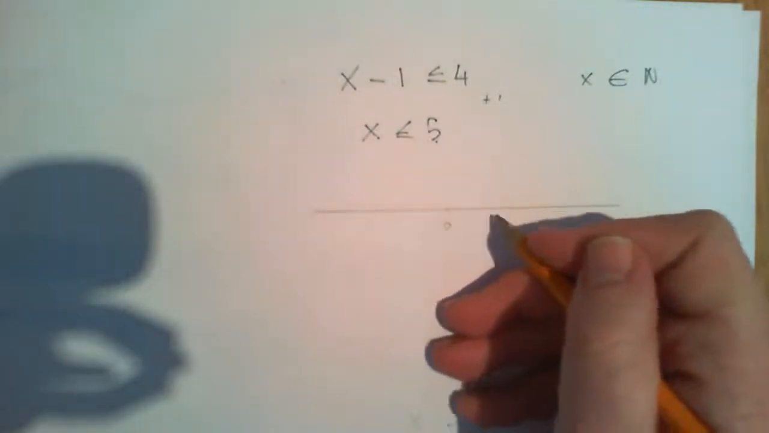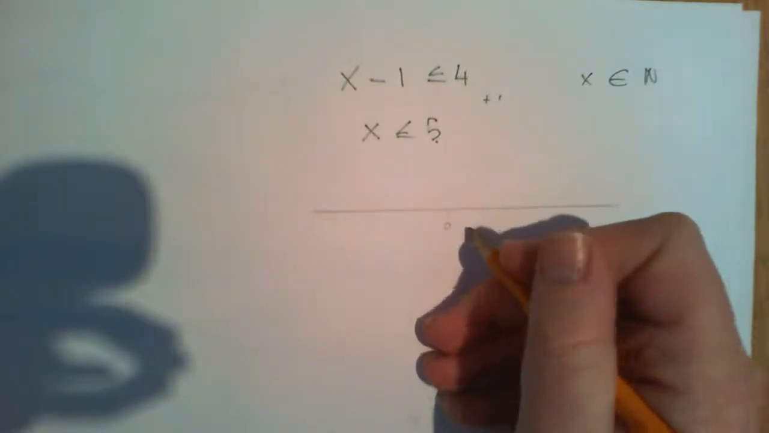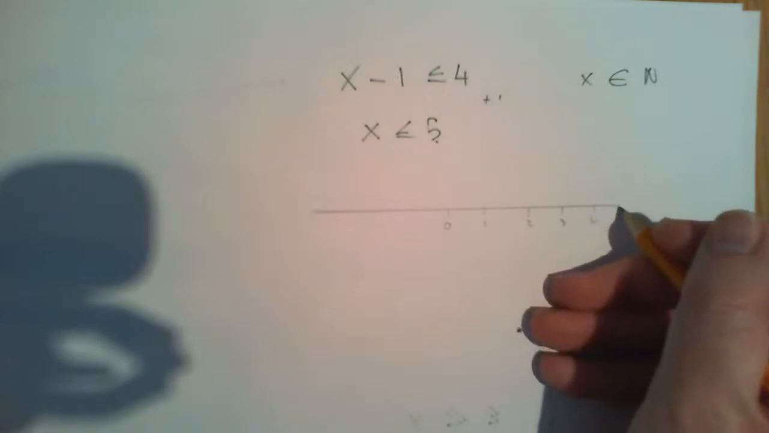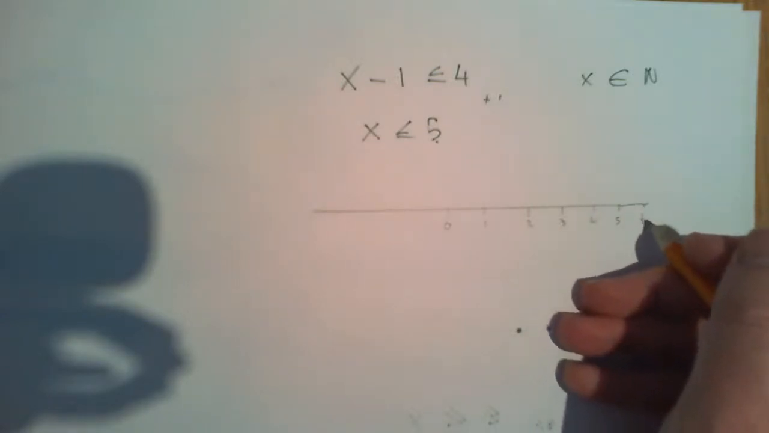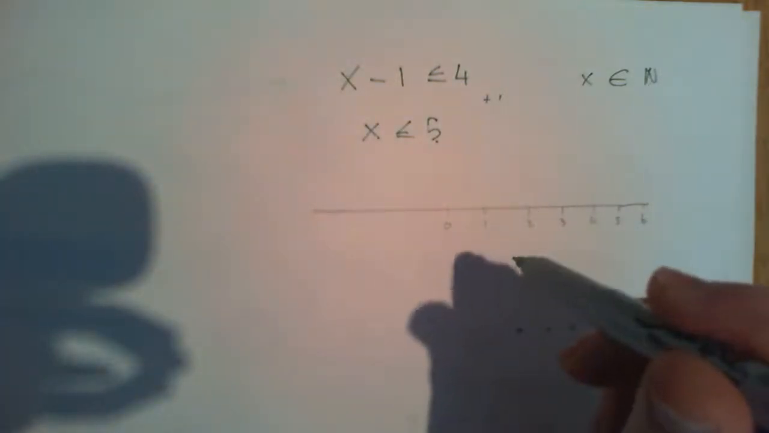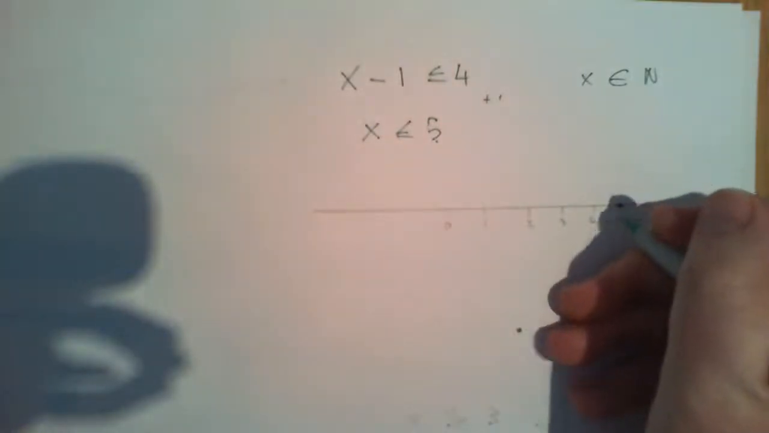So there's 0. Why start at 0? Well, it's natural numbers we're dealing with. We don't have to go down past 0. 1, 2, 3, 4, 5. We'll just do 6 for the fun of it. So, natural numbers, that means we're dealing with dots. Less than or equal to, solid dot.